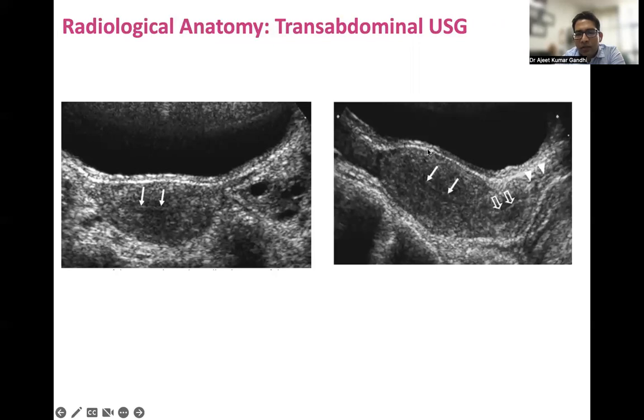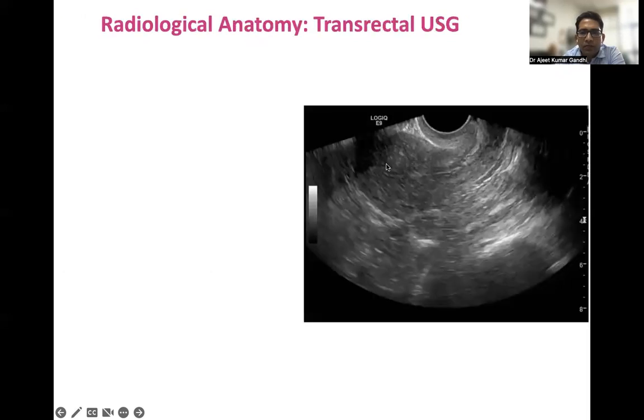Here you can appreciate the interface between the uterus and the bladder, a central hyperechogenicity, which is going down as well and continuing as the central hyperechogenicity of the cervical canal. And the rest of the uterus has an almost homogeneous intensity.